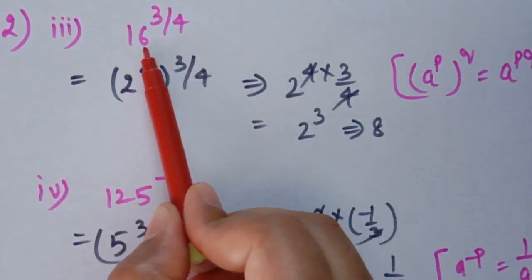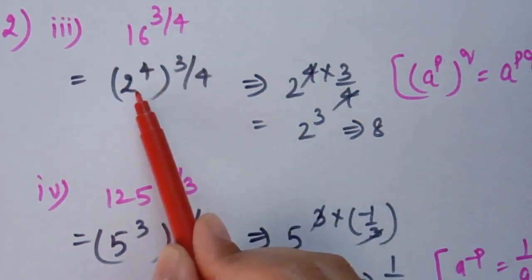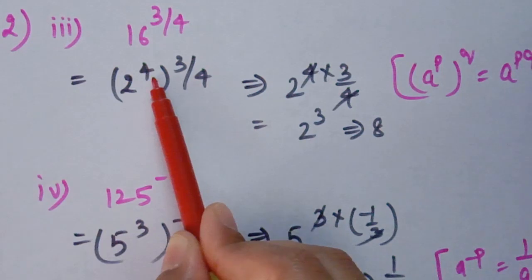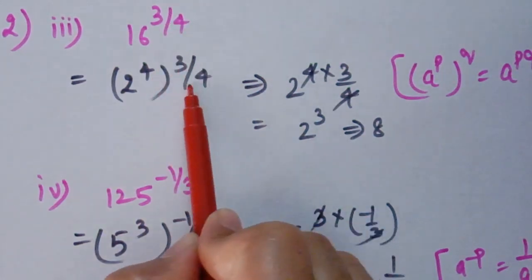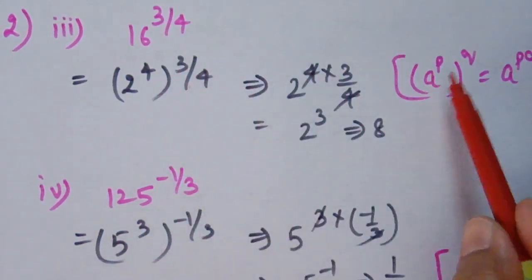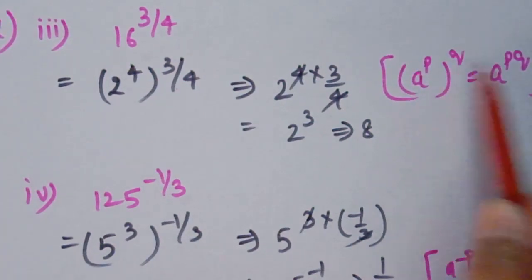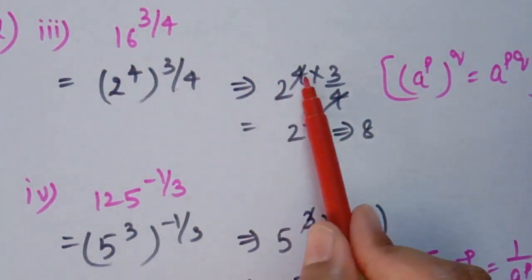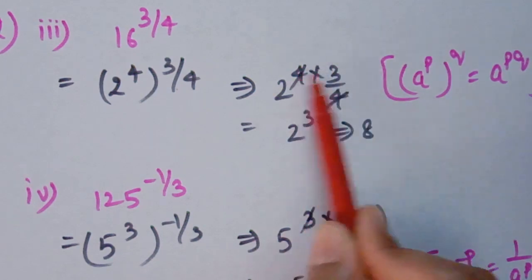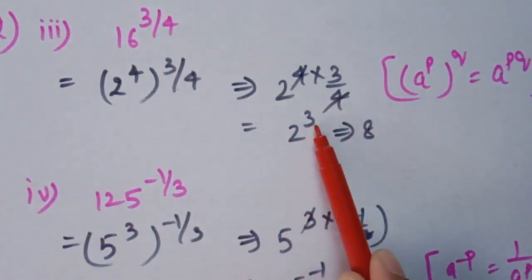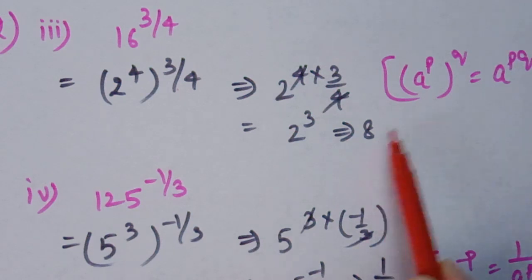We will change this 16 with the help of prime factorization as 2 raised to the power 4 and then this whole raised to the power 3 upon 4. Same law: a raised to the power p and then whole power q, the powers will be multiplied. Same here, we will multiply both the powers. 4 cancels with 4 and 2 raised to the power 3 becomes 8.